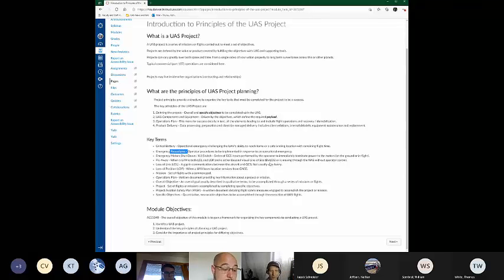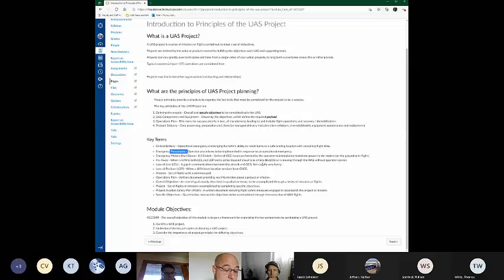All right, so what are our overall objectives, or the objectives for this module? So the overall objective of the module is to gain the framework for organizing the key components to conducting a UAS project. Number 1, identify a UAS project, so identify what makes a UAS project. Number 2, understand the principles of planning a UAS project. And number 3, consider the importance of project principles for differing objectives.